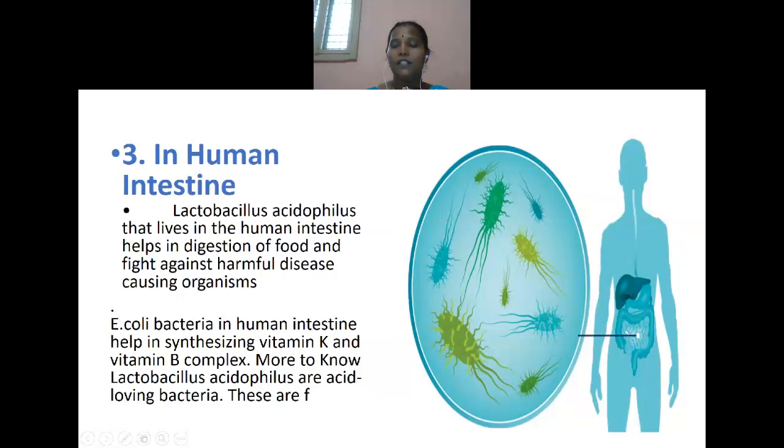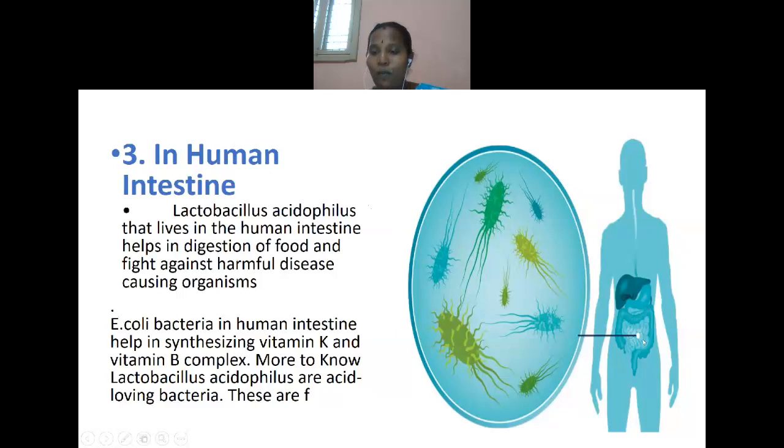For example, in the small intestine there are some types of microbes. First one is Lactobacillus acidophilus. This is one of the bacteria, and it is present in the small intestine. Next one is E. coli bacteria. This bacteria is also present inside our intestine.